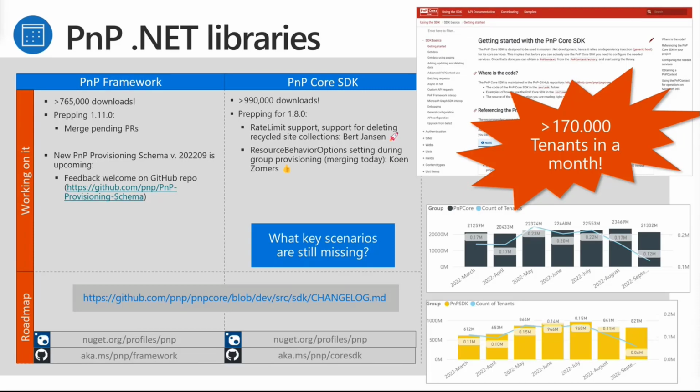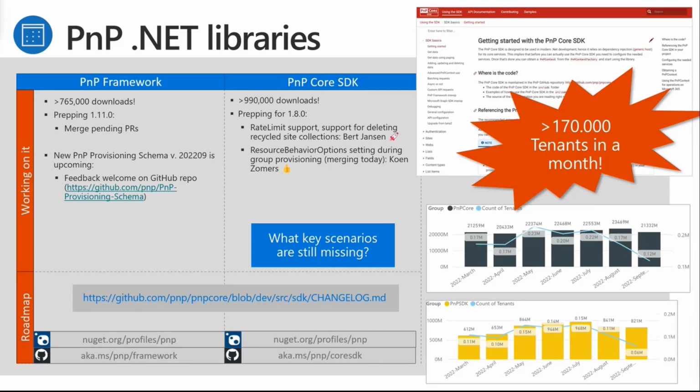Koen Somers did work on resource behavior options, so when you create a group using PnP Core SDK, like a modern team site, you can then say this group will appear in Outlook or not. So there's a set of options you can set, still to be merged, which will happen normally today.